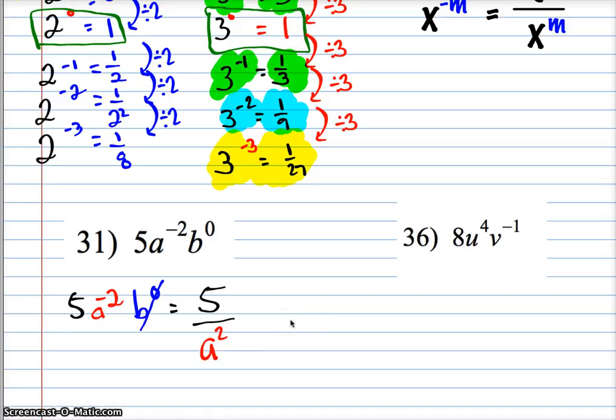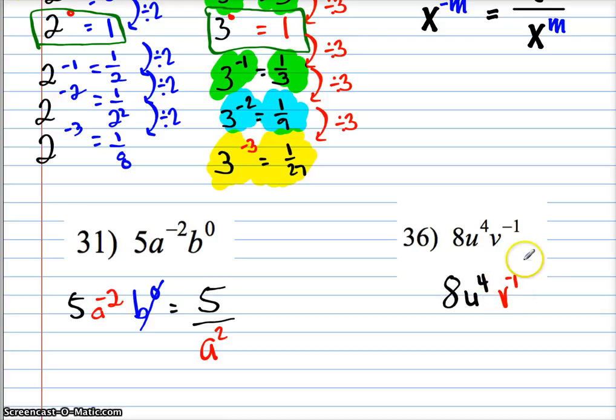This one here, 36, same thing. Again, this exponent is only attached to the v. This 4 exponent is only attached to the u. This 8 has an exponent of an invisible 1. If it was a 0, it would go away, so it's got an exponent of 1. So when I write this out, I'm just going to write 8u to the 4, and then this v to the -1. I'll do it in different colors so you can see where it goes.